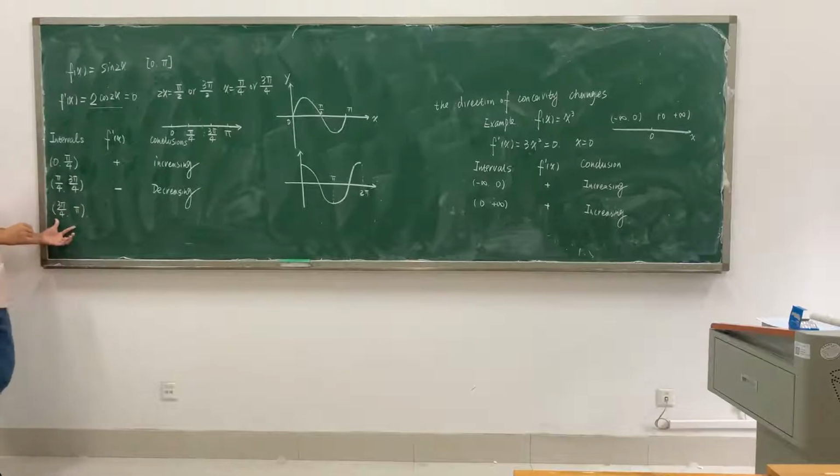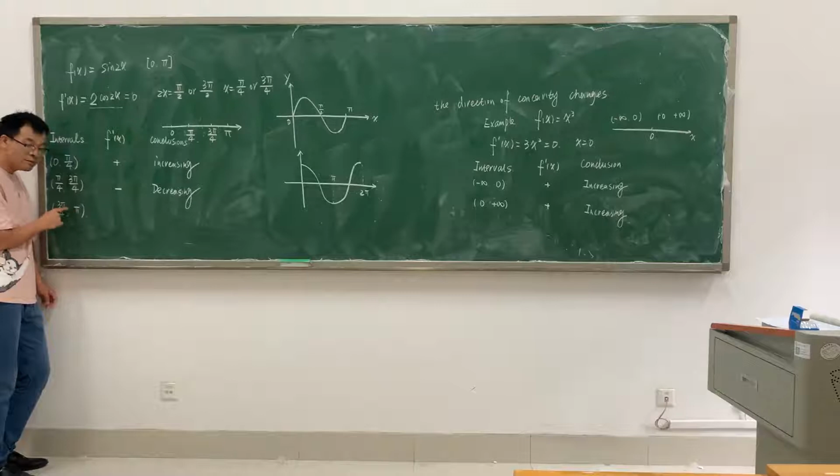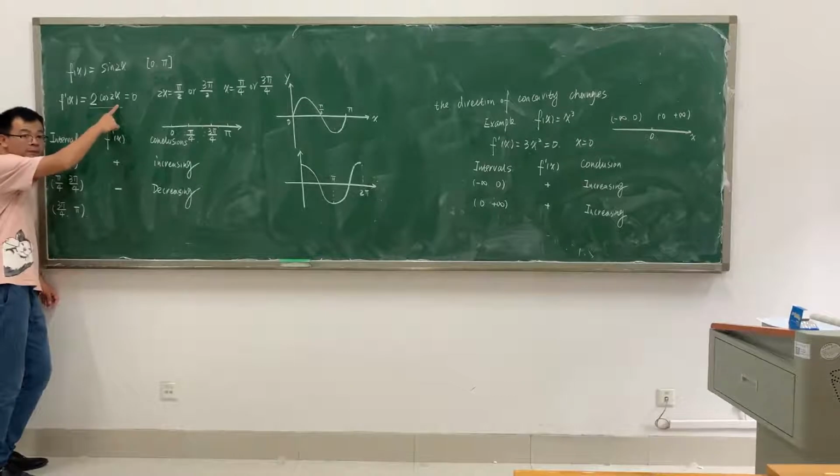In this interval, we choose a special value, for example, 7 pi by 8. 7 pi by 8 is in this interval, and we substitute it here. 7 pi by 8 times 2, so it's 7 pi by 4.